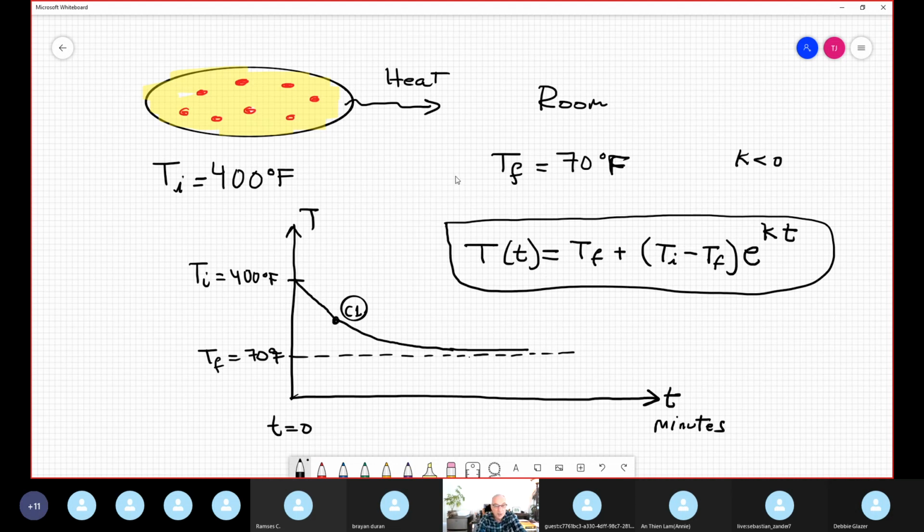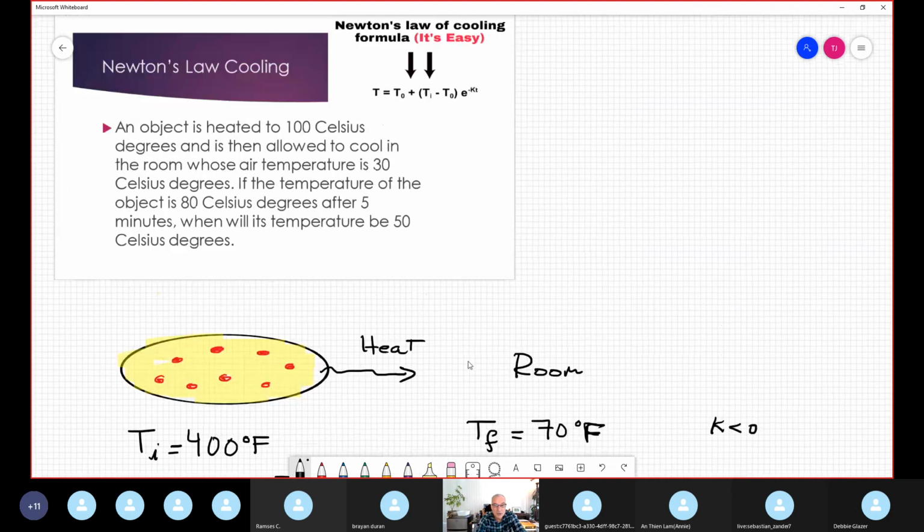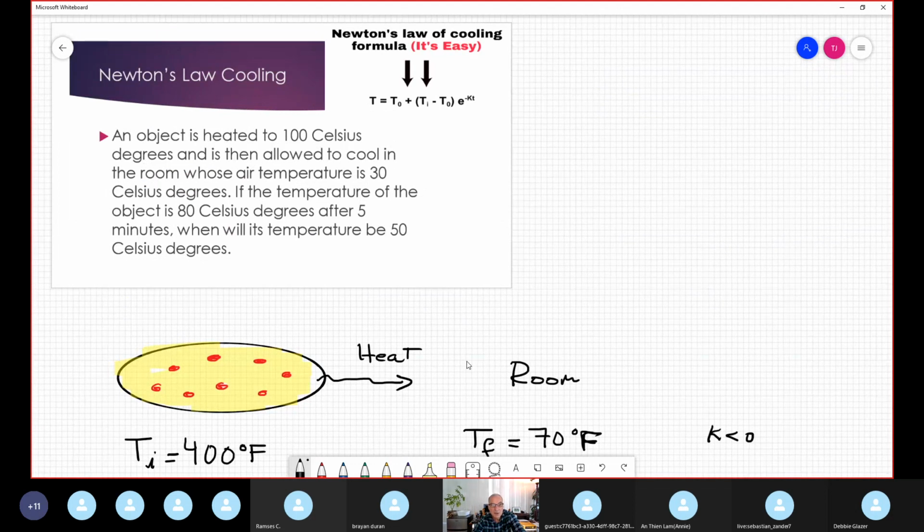In the PowerPoint, you see one, but I don't like this way. I don't like this formula. I like my formula. It is temperature at any time is equal to temperature final plus temperature initial minus temperature final, e to the kt. Let's come back to the word problem.